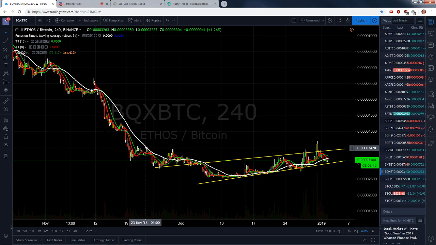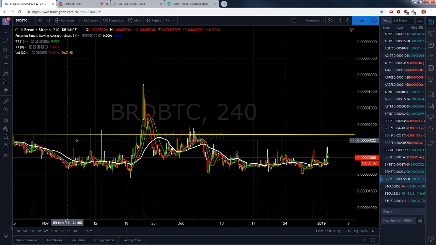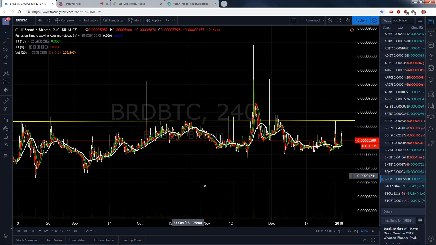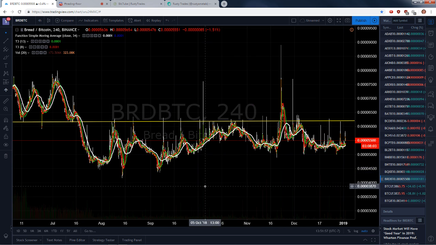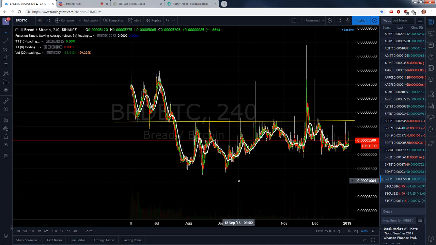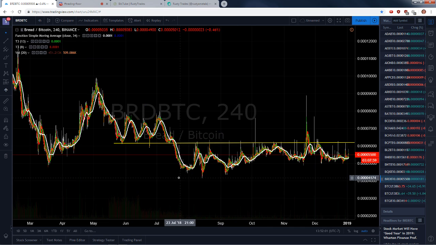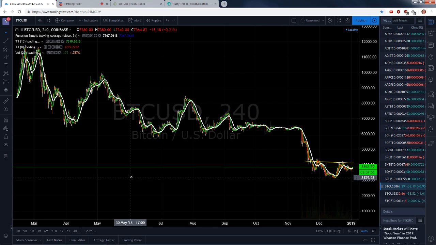Watch for a break into previous lows. Usually the first previous lows are broken and into the next line, so it can be a nice move if it gets going. BRD, not sure yet. Lots of legs, lots of legs. See if it can break through this next time.